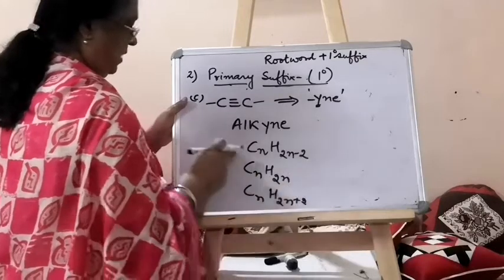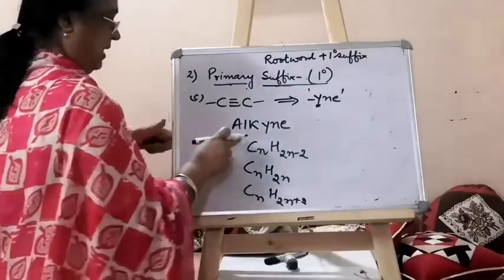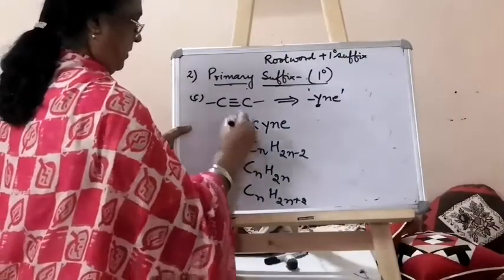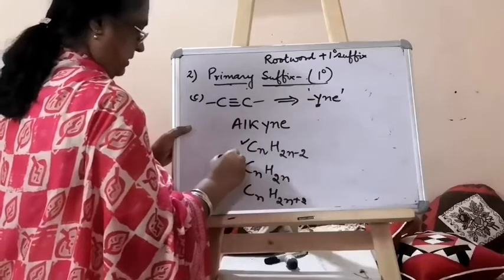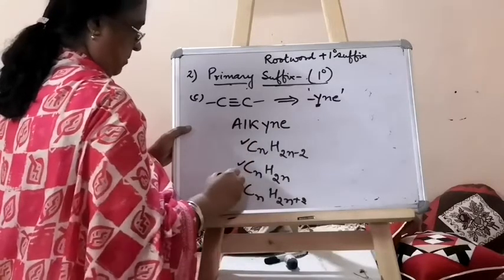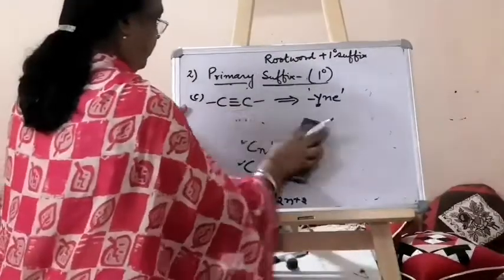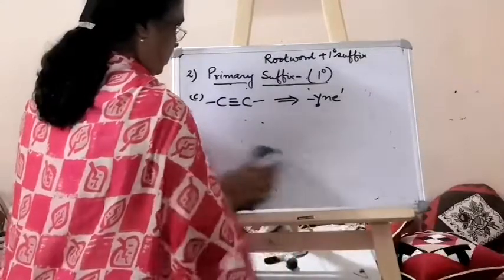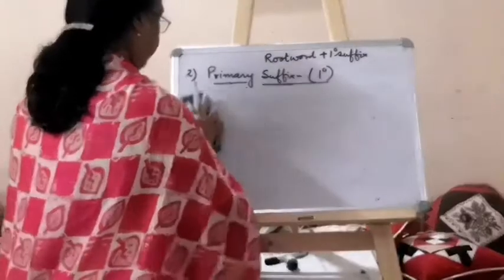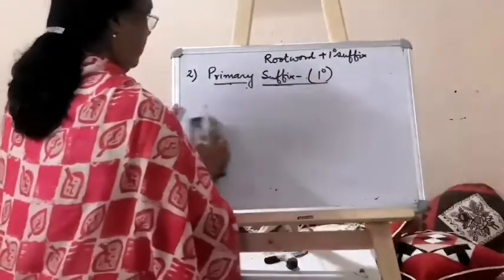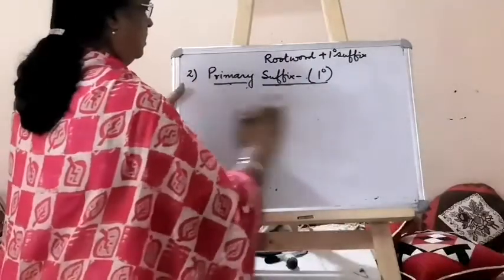You can see the number of hydrogen atoms gradually increasing. The fewer the hydrogen atoms, with a triple bond, the more unsaturated it is. This is less unsaturated than that, but this is saturated. So this is about alkyne, but one more very important thing I will tell you about the primary suffix, especially for in and ine.